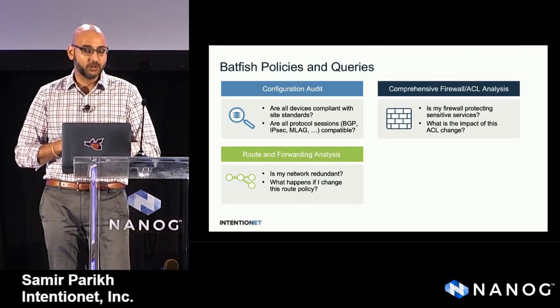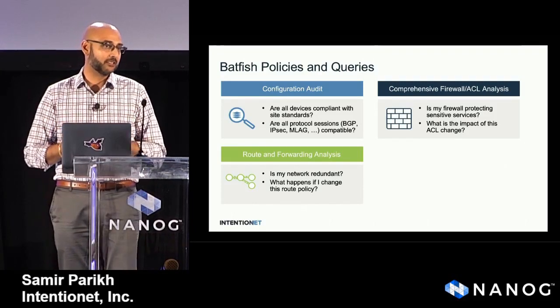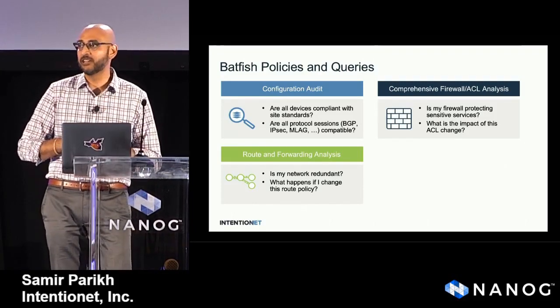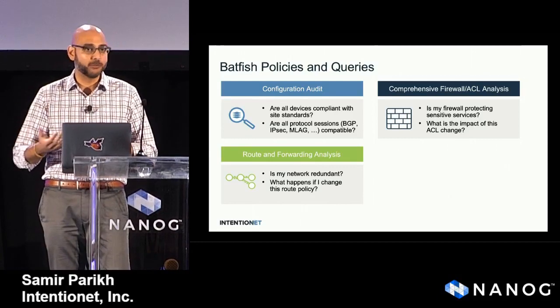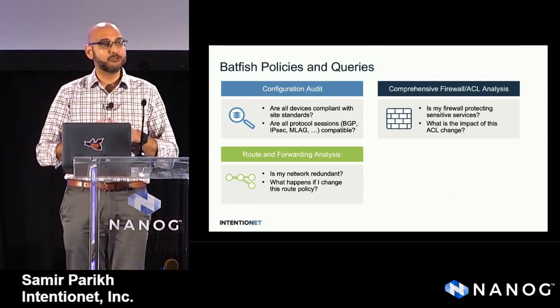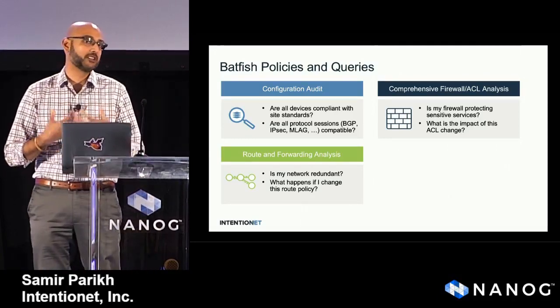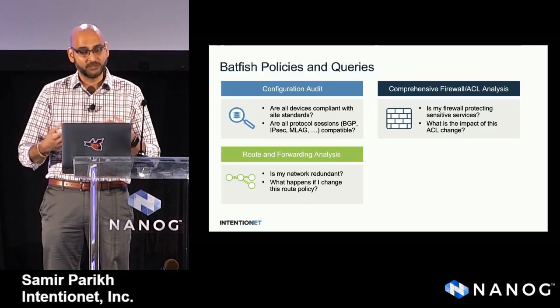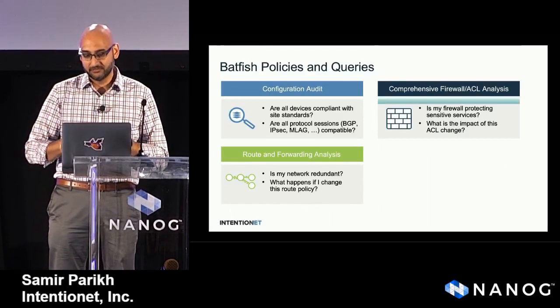And then what happens if I make a change to my routing policy? So if I make a change to a BGP routing policy, or if I make a change to how I'm redistributing routes from OSPF into BGP, what does that do to the overall forwarding behavior of my network? What does that do to availability and serviceability of the different services that are running there?